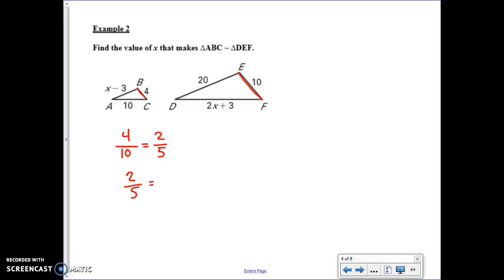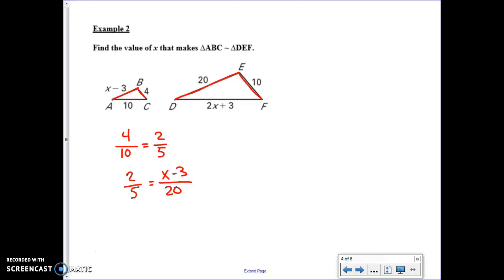So now I'm going small triangle to big triangle, left to right. So now it doesn't matter which side I pick. I think I'll go with AB here, just because it's the shorter side, smaller numbers. So x minus 3 would go on the top because it's the left-hand triangle, and then 20 would go on the bottom.